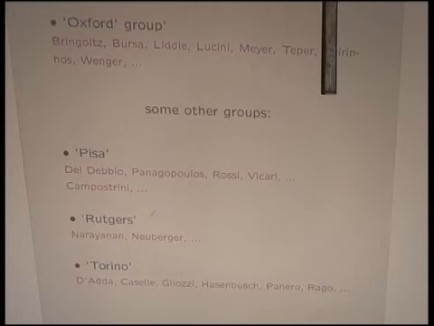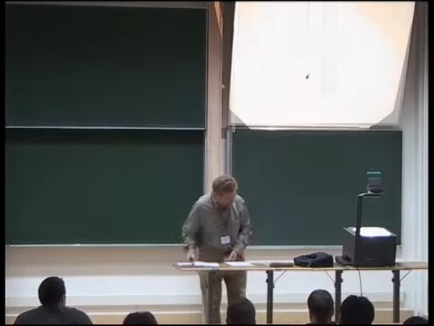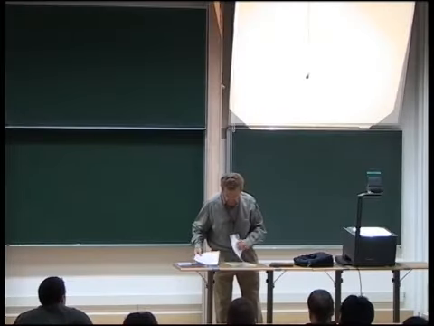Then there's the Rutgers group, Narayanan and Neuberger. And there's also quite a bit of work done on strings, not always with a focus on large N, but more generally SU(2), SU(3), SU(4), but several groups, including the Torino group, have worked on that for a long period and done some interesting work on that. So those are some of the names and some of the people involved in some of the calculations I'll describe. Sometimes I'll give references and sometimes I won't.